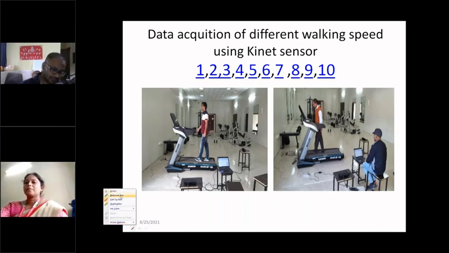Now I'm telling you how we have captured the walking data through techniques like wearable sensors, Kinect sensors, mobile phone, all sorts of techniques we have used to capture the data. One by one you can see that.